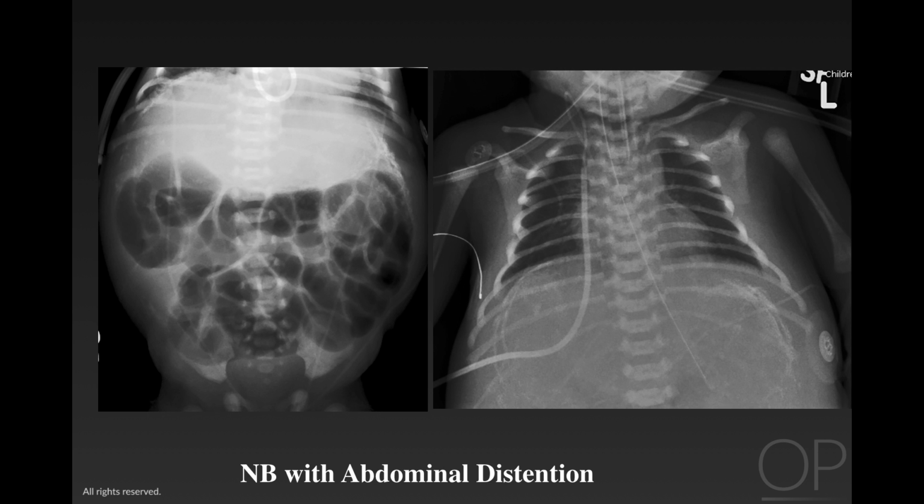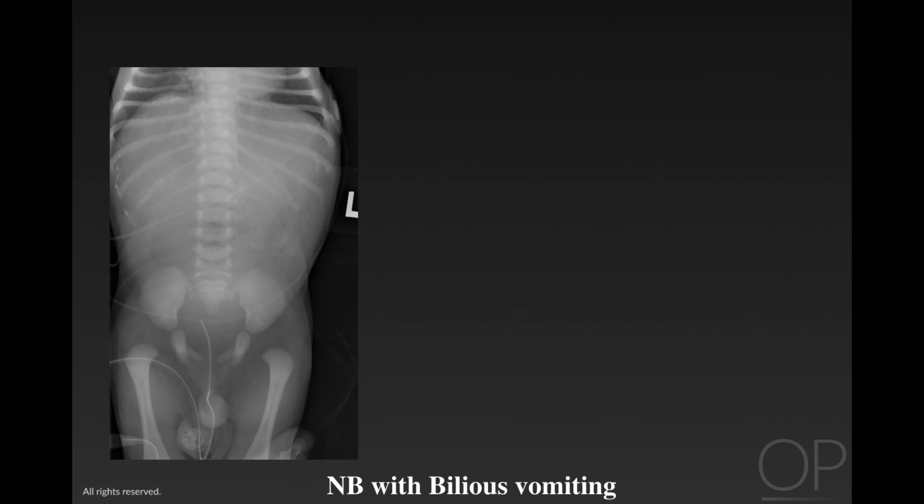This baby has abdominal distension with multiple dilated loops of bowel, and we notice a pattern of eggshell calcifications in the peritoneum. This baby has calcified peritoneum related to meconium peritonitis, or prenatal rupture of the bowel.